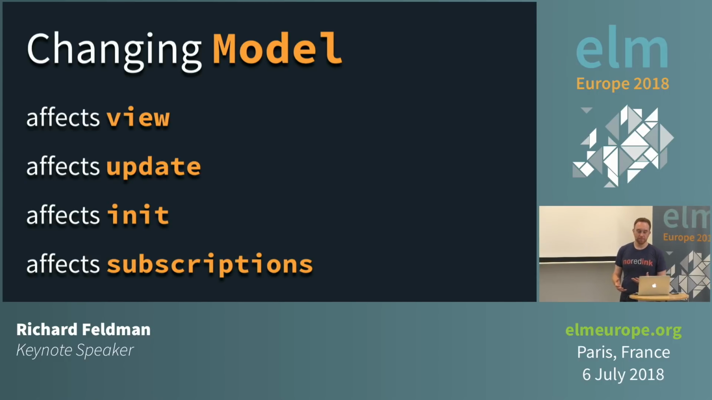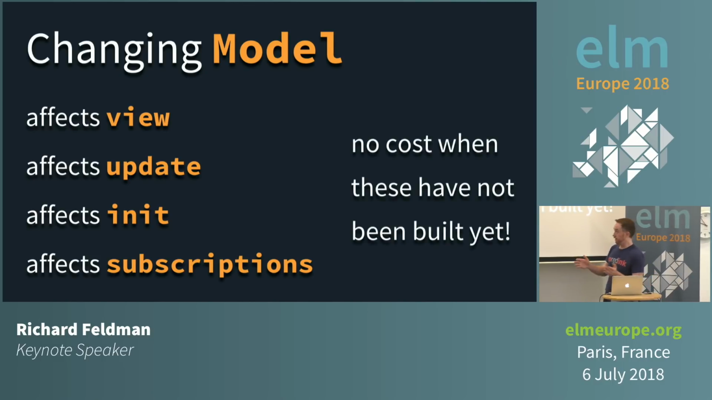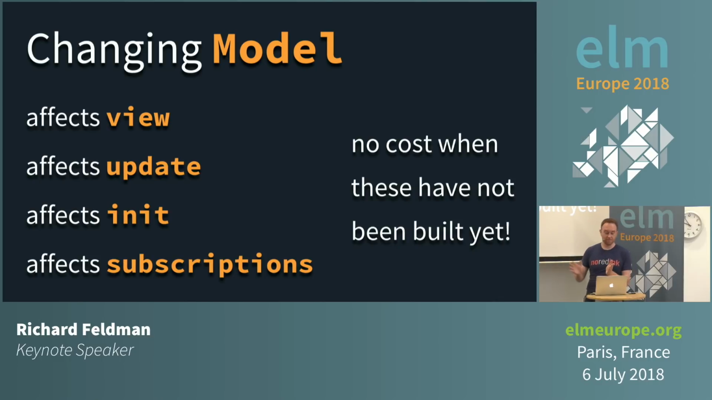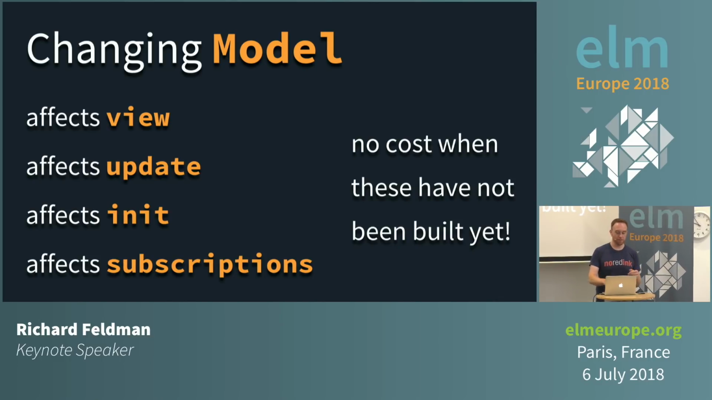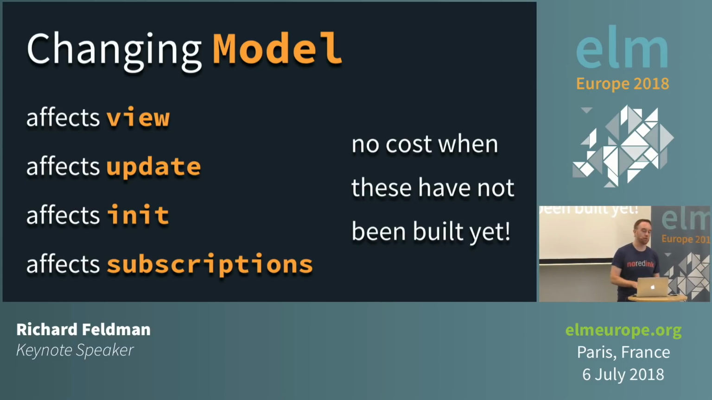But the thing is, Elm might make it easy, but it doesn't make it free. You still have to actually go through and fix all those compiler errors. But there was no cost to doing this when these have not been built yet. If I'm changing my model before I've implemented view or update or init or subscriptions, it's no problem. All I have to do is make sure that the model is consistent with respect to itself, but the number of compiler errors I'm going to get and the number of things I'm going to have to go through and fix is much, much lower before I've implemented all these other things.